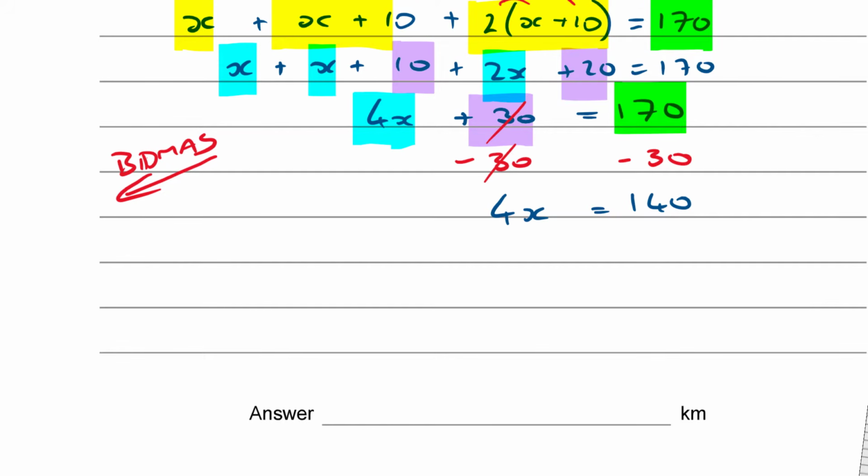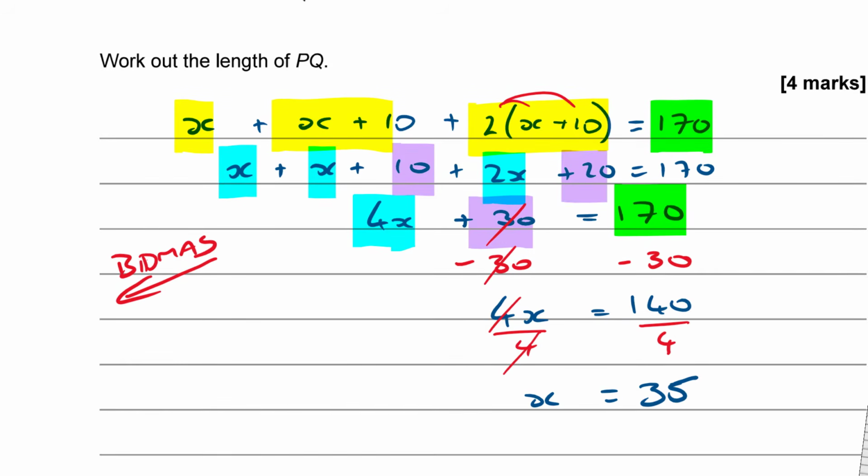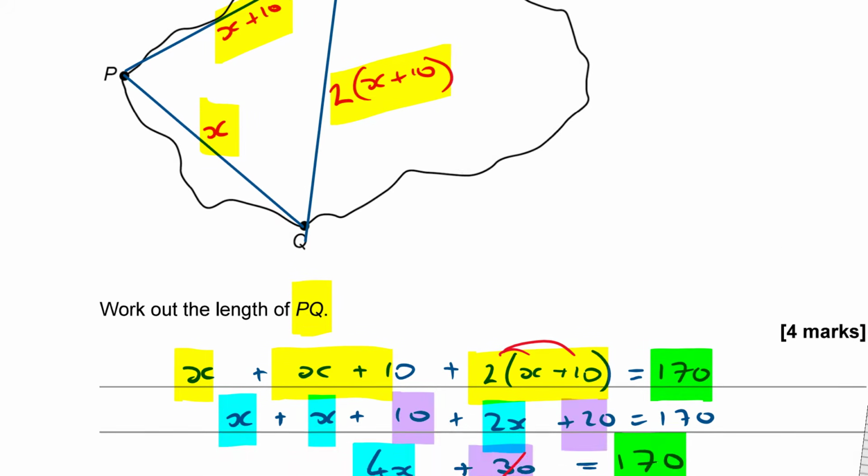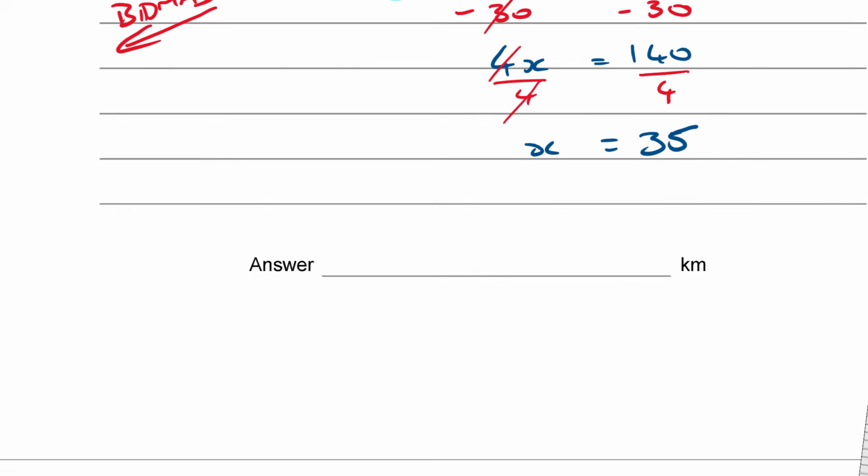And then I'm going to divide both sides by 4. Divide by 4, divide by 4. What's that going to give me? That's going to cancel with that, leaving me with x. And then 140 divided by 4 is 35. Do it on a calculator if you're not sure, but I can do that in my head. X is 35. Right, have I answered the question? The question was, work out the length of PQ. Which is PQ? PQ is X. Oh, okay, that's easy enough. Then we have worked out the answer.